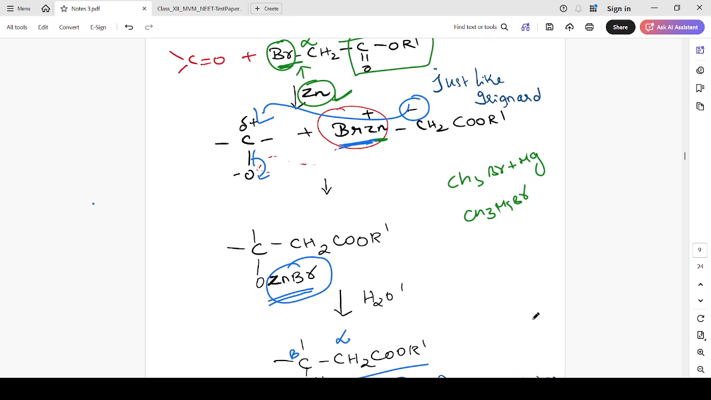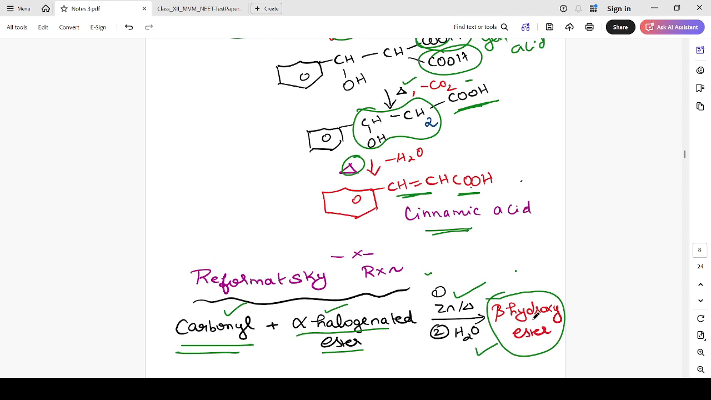Okay, so we learned about the Reformatsky reaction where you convert a carbonyl compound into beta hydroxy ester.